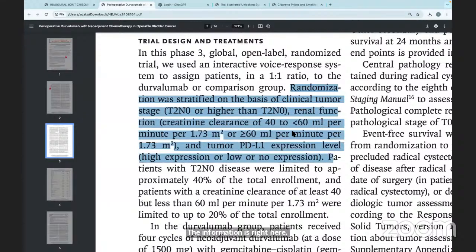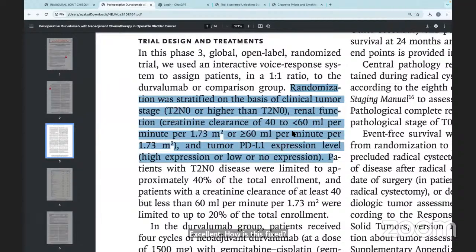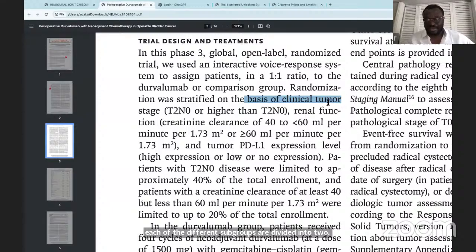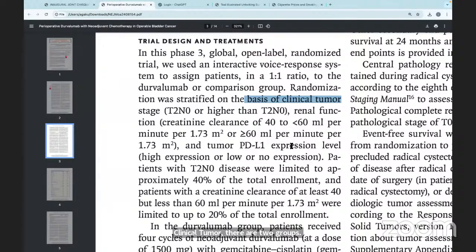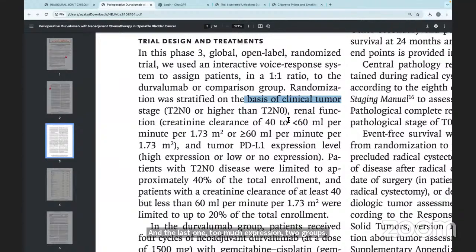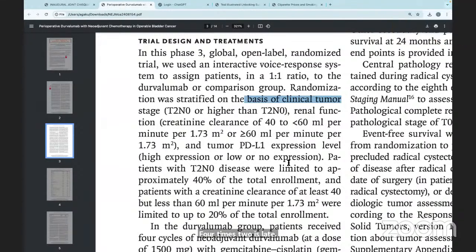Someone says 6. Excellent. How is it 6? That person should explain to us why it's 6 strata. Each of the different subgroups is divided into 2. We first have 3 characteristics. Clinical tumor, there are 2 groups. Renal function, 2. And the last one, the tumor expression, 2 groups. 2 times 2 is 4. 4 times 2 is 8. Sorry, that's not 6. You're going to have 8 strata, right?